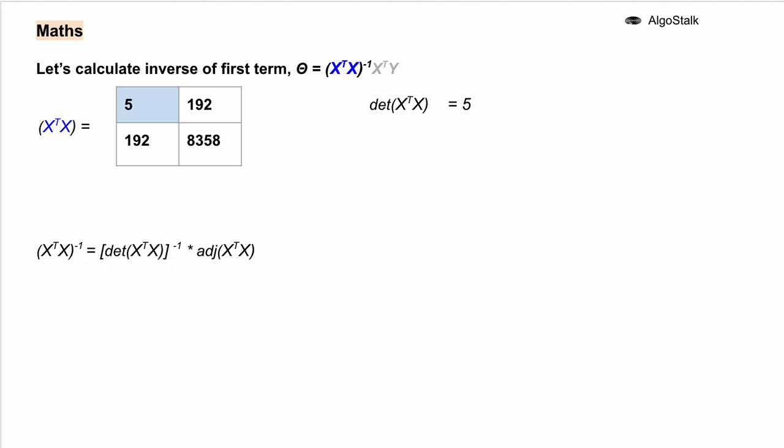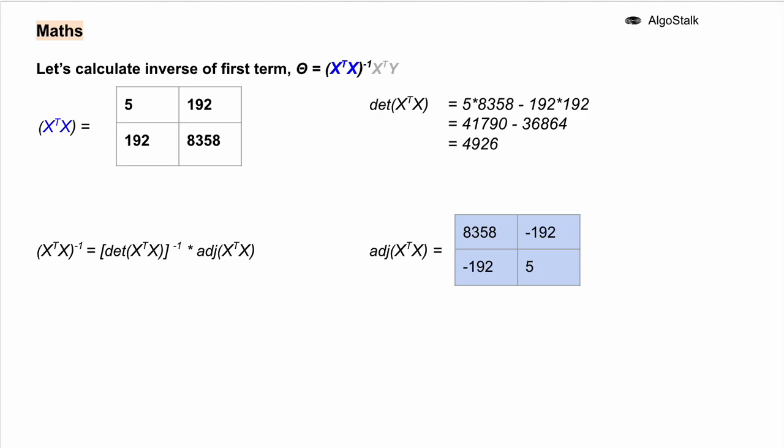Let's calculate the determinant of our xtx matrix. First, multiply 5 by 8358. Next, multiply 192 by 192. Subtract the second result from the first, so the determinant of xtx is 4926.